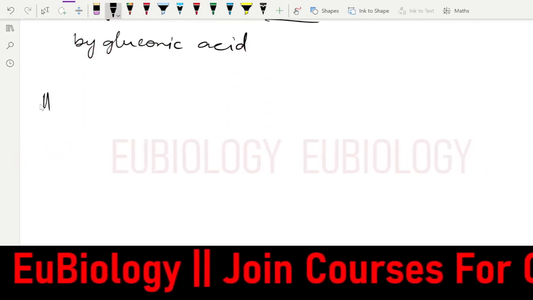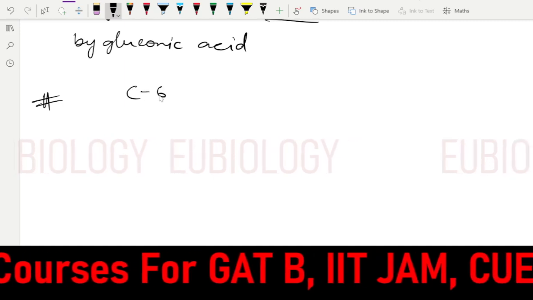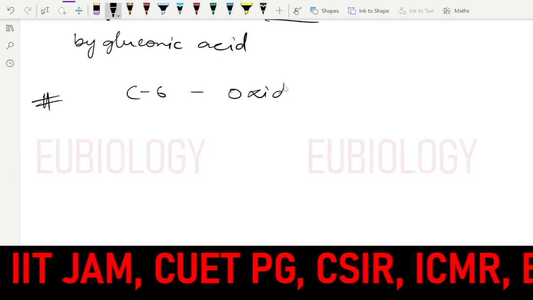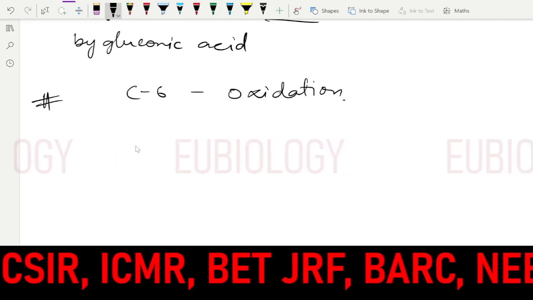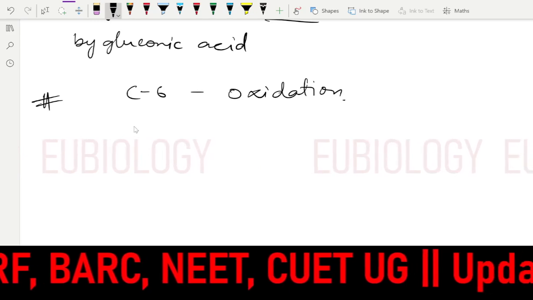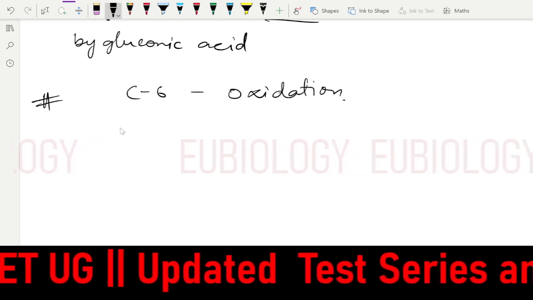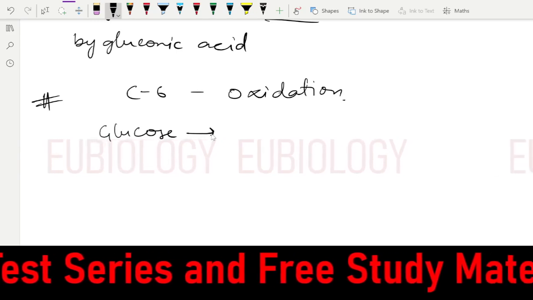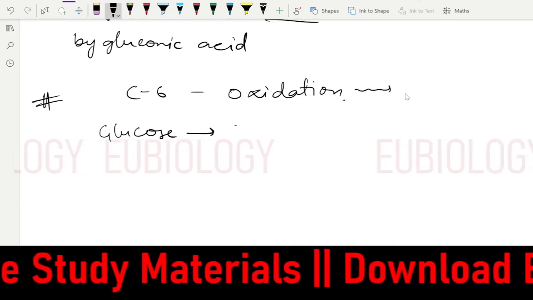One more, if there is an oxidation at C6 carbon, if this will occur, so glucose will give you what? At C6, oxidation will occur of glucose, then glucose will give you the uronic acid.